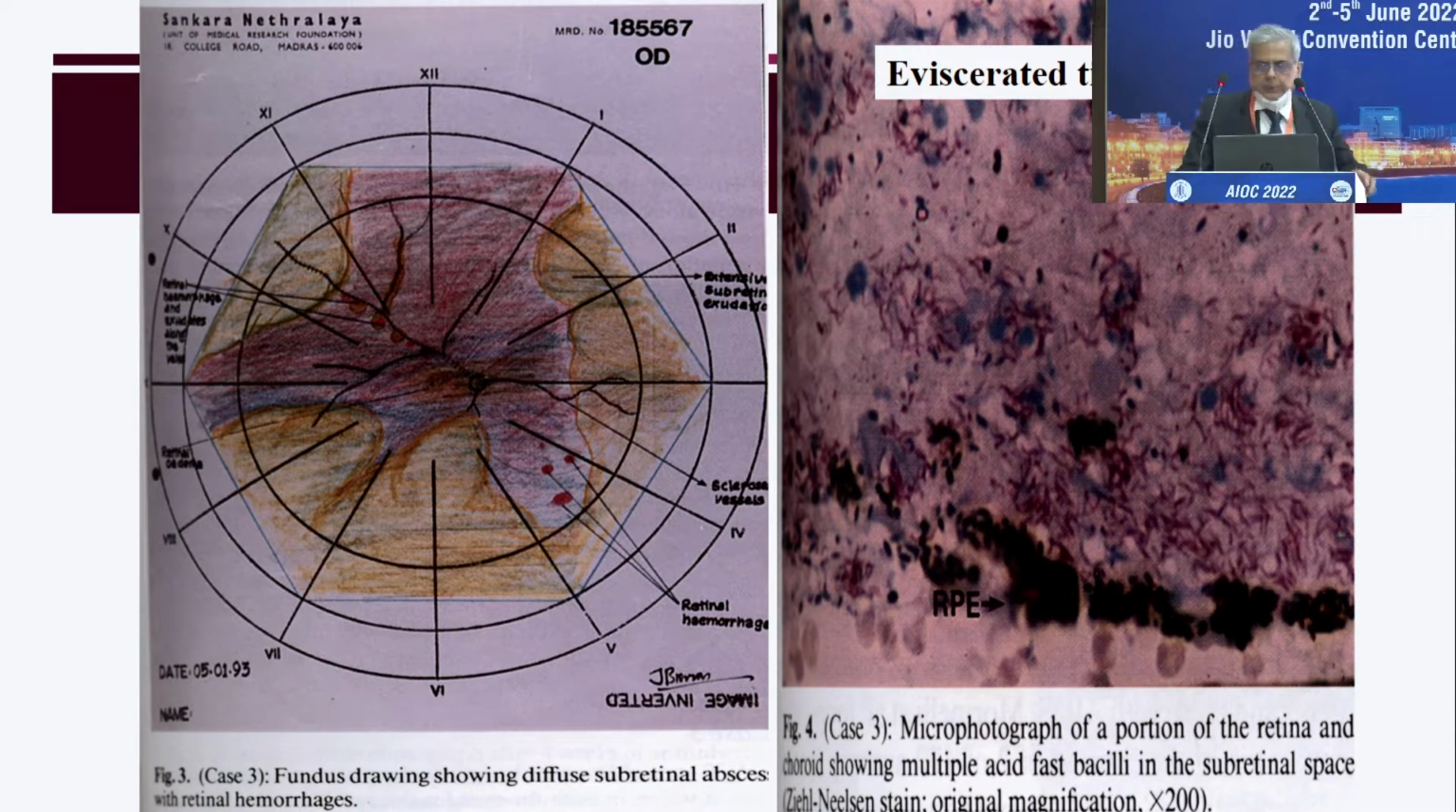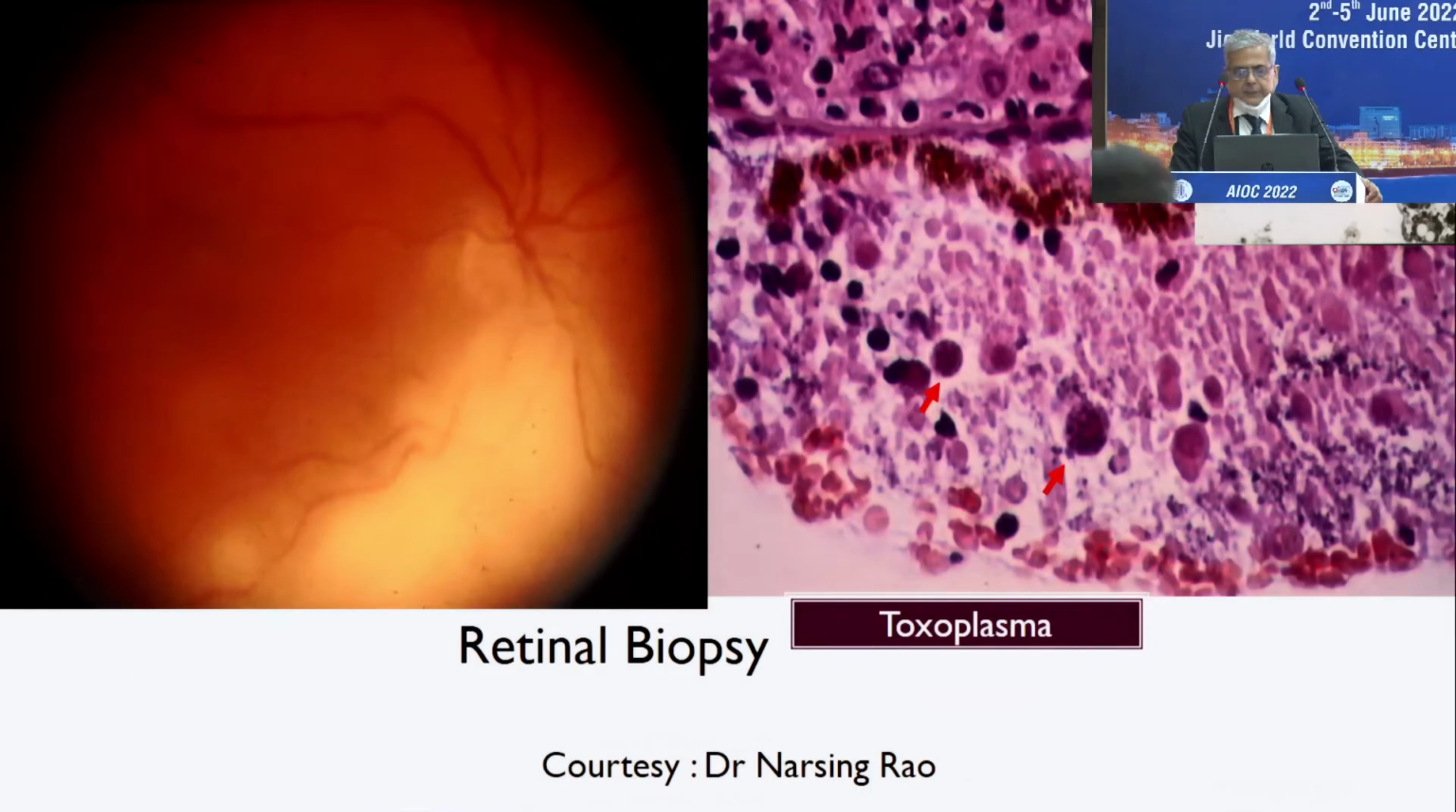Usually, the tubercular uveitis is paucibacillary in nature. This is one of the rare cases where you could see multiple acid-fast bacilli. This is a photograph taken from Professor Narsing Rao, and this patient was initially diagnosed as cytomegalovirus retinitis, but was not responding to anti-CMV therapy, including ganciclovir.